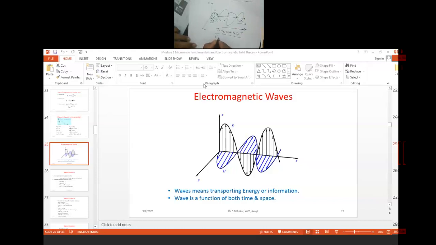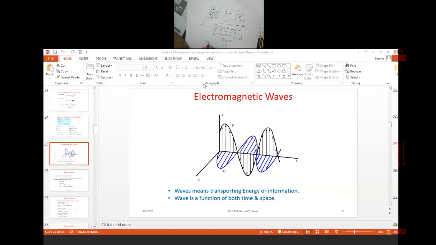Similarly, we can find the electric field vector E, that is Ex0, because the electric field component is along the x direction, cos of omega t minus beta z. Right now we consider that the propagation constant gamma is alpha plus j beta, and here we consider the attenuation alpha to be 0, so gamma is just j beta. It means the wave is propagating. It has an electric field component and a magnetic field component: the magnetic field along y, the electric field along the x direction.